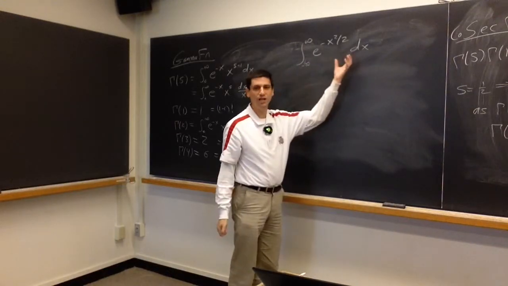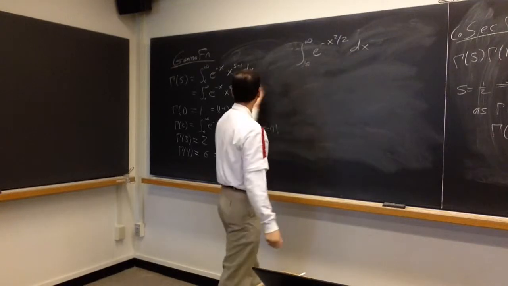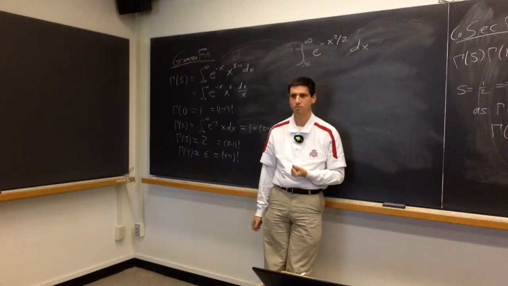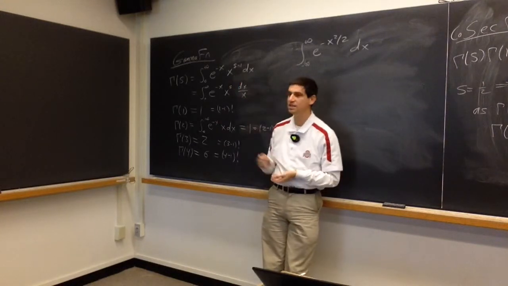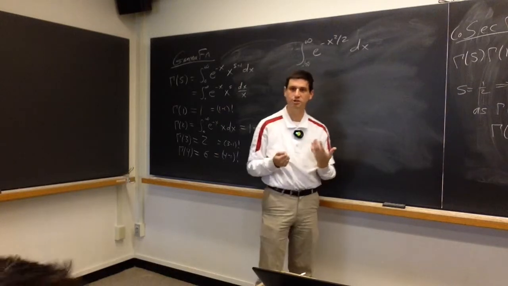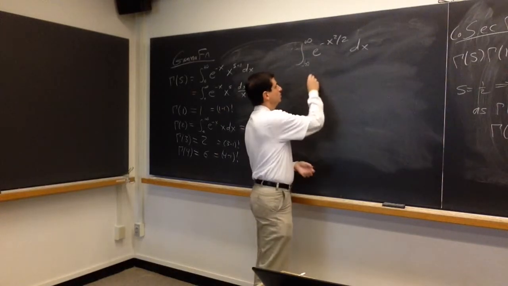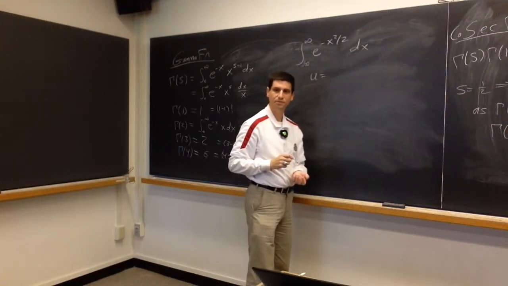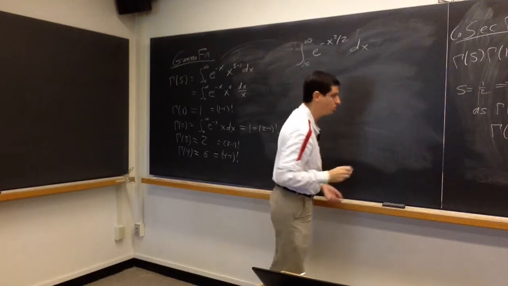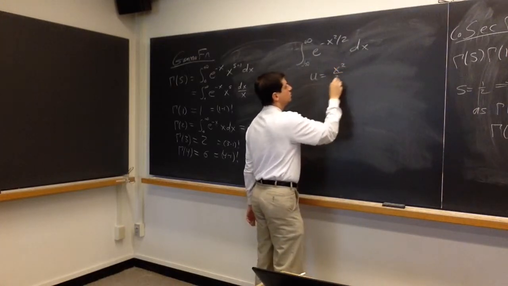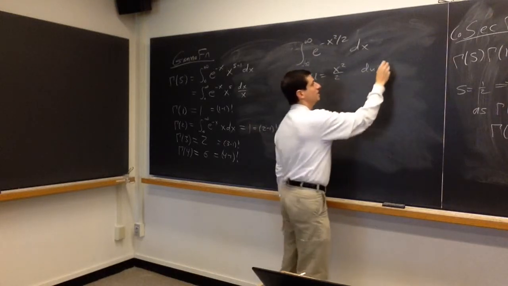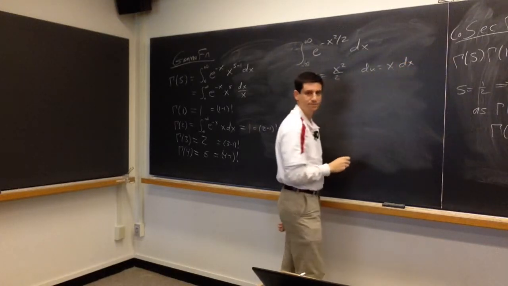So let's say we want to evaluate this. This looks like a gamma function, but the exponent is a little bit off. We have an e to the negative x squared over 2. We want an e to the negative x. So this suggests a change of variables. What change of variables should we do? u equals x squared over 2. So then we would get du, the 2 is canceled, life is good, is x dx.